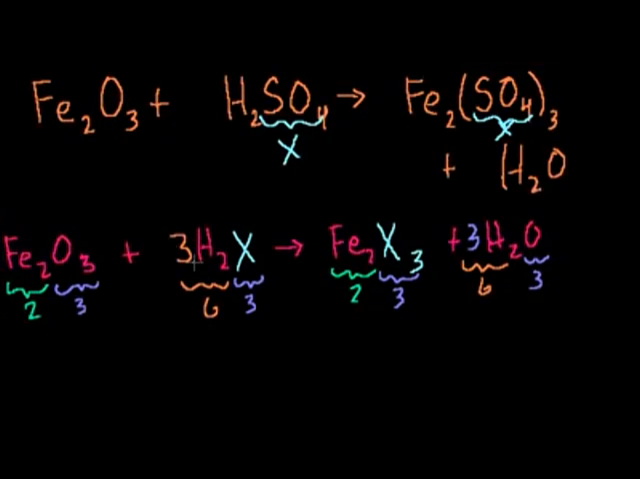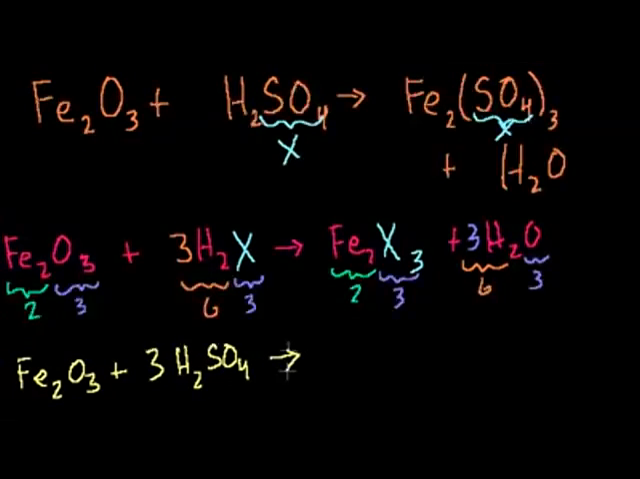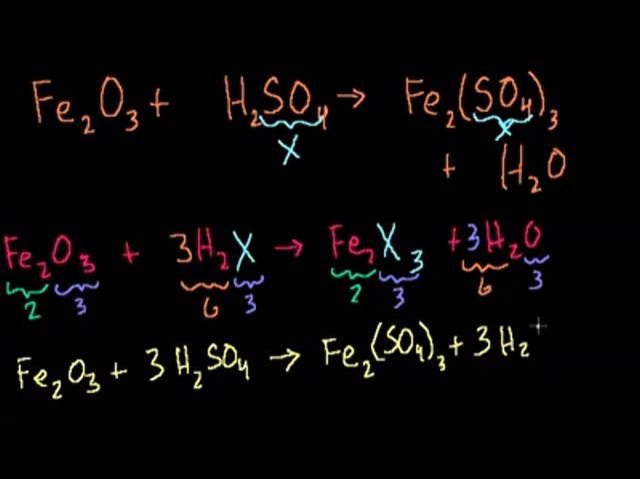So our equation has been balanced, and if we want to write it back in terms of the sulfate, we can just unsubstitute the X, and we're left with 1 molecule of iron oxide plus 3 molecules of sulfuric acid, H2SO4, yields 1 of these molecules, Fe2(SO4)3. I just unsubstituted the X with SO4, plus 3 molecules of water.